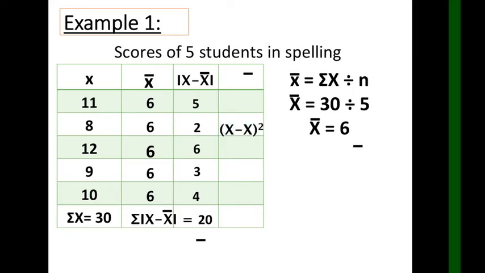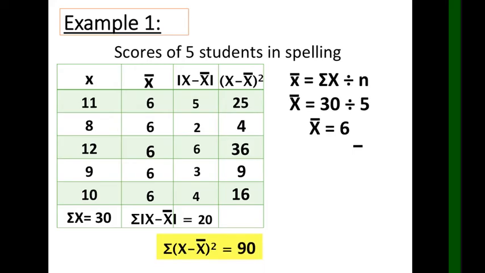Next, we need to get the x minus mean squared. So in short, this one will be squared. So 5 times 5 is 25. 2 times 2 is 4. 6 times 6 is 36. 3 times 3 is 9. And 4 times 4 is 16. And for the total, we have 90. Okay? So we have 90 for our summation of the quantity of x minus the mean squared.